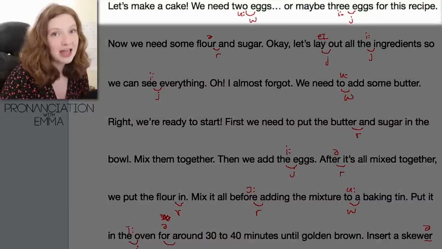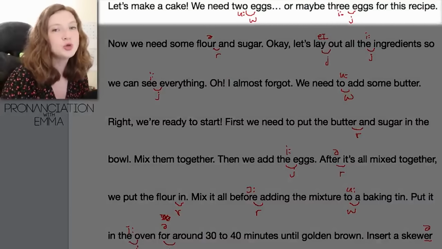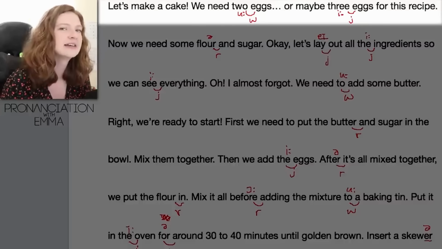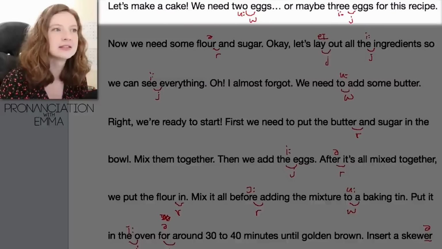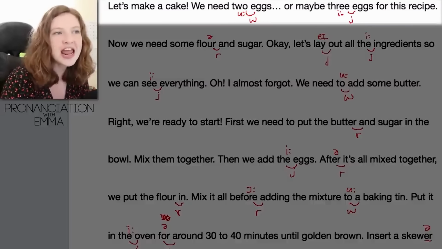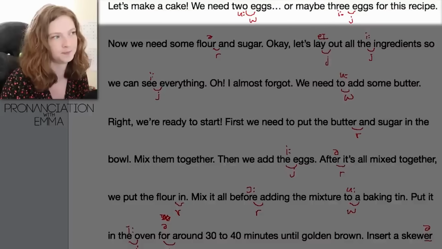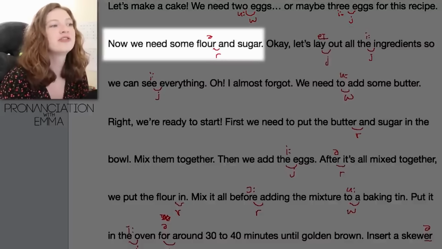So let's read this all together, just in case I've missed any. If I have missed any, do let me know in the comments. It's not a serious problem or anything like that, but it's always good to know if I do miss any. I'll read it all the way through. So, let's make a cake. We need 2 eggs, or maybe 3 eggs for this recipe. Now we need some flour and sugar.